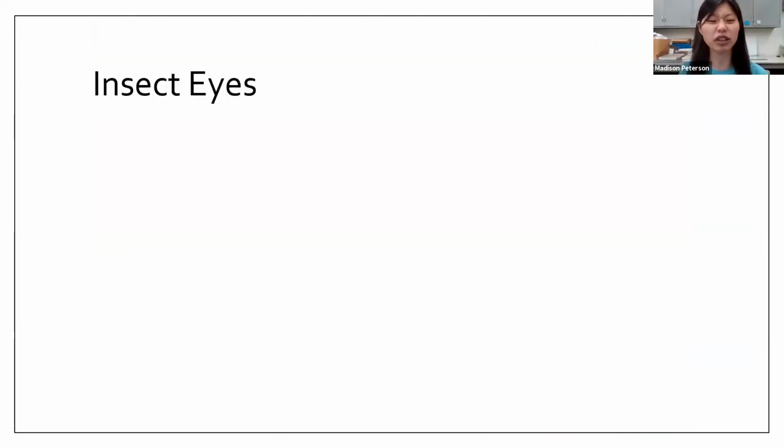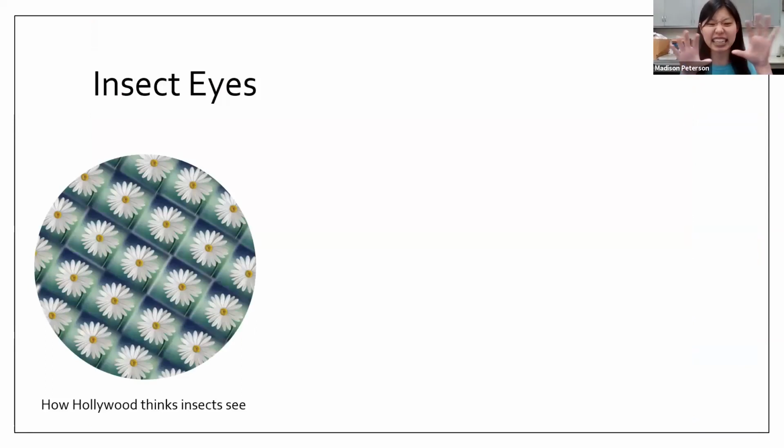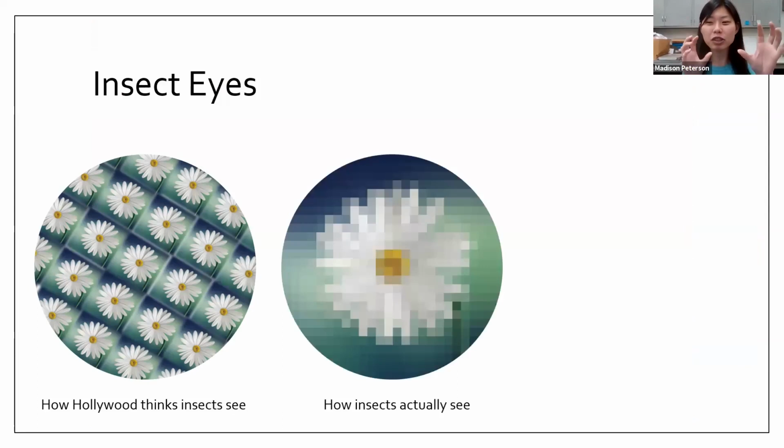a lot of times Hollywood thinks that insects see like a kaleidoscope, the same picture over and over again, but that's not actually how insects see. Actually, all of those units are working together to gather light and then make one picture. However, the compound eyes are really not good for seeing detail. They can see the light, and they can see some colors, but not as much as we can. So they just can't really make that clear picture like we can.